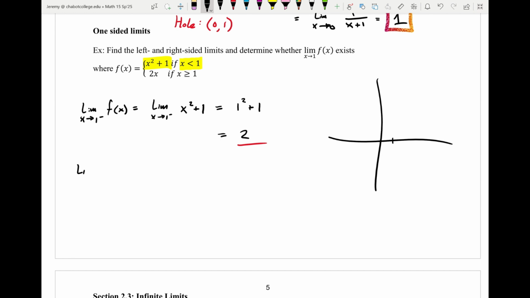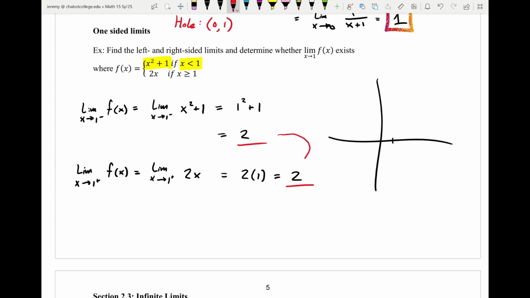Let's look at the right limit. Using the same kind of reasoning that we just did with the left limit, since we're picking values, like if we're using a table of values, we're plugging in values that are to the right of 1, so larger than 1. That means that really I'm just going to be plugging into that linear function, 2x. Okay, 2x is linear, 1 is in the domain. So I can just direct substitute. So this is going to be equal to 2 times 1, which is also equal to 2.